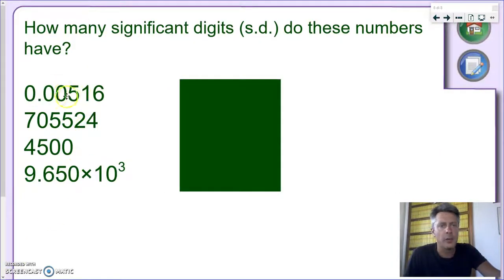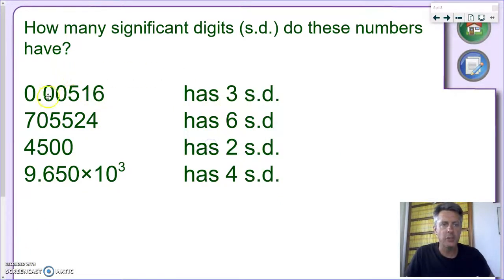So here we have four examples, four numbers, by the way, in scientific notation. And my question for you is, how many significant digits do these numbers have? Actually, from now on, I will just write SD for significant digits. And as I did before, I'm going to ask you to pause the video for a few seconds, to try to figure out yourself how many significant digits these numbers have. So here's our solution.